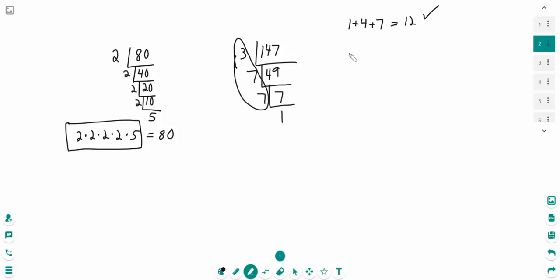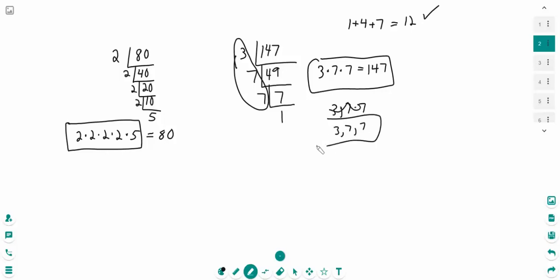So the product of prime factors would be 3 times 7 times 7 equals 147. Okay? Or if they just asked for the prime factors, you would just say they are 3, 7, and 7. Commas maybe. 3, 7, 7. Okay?